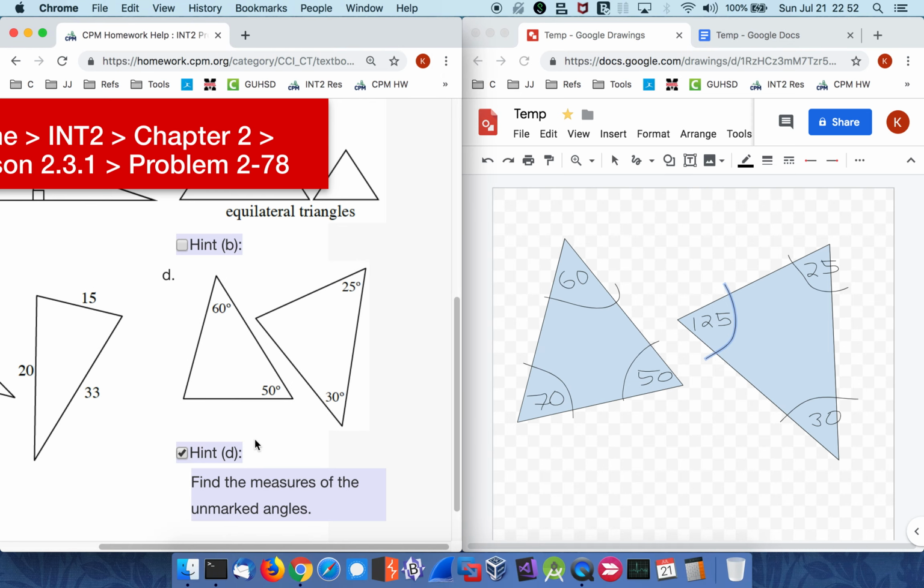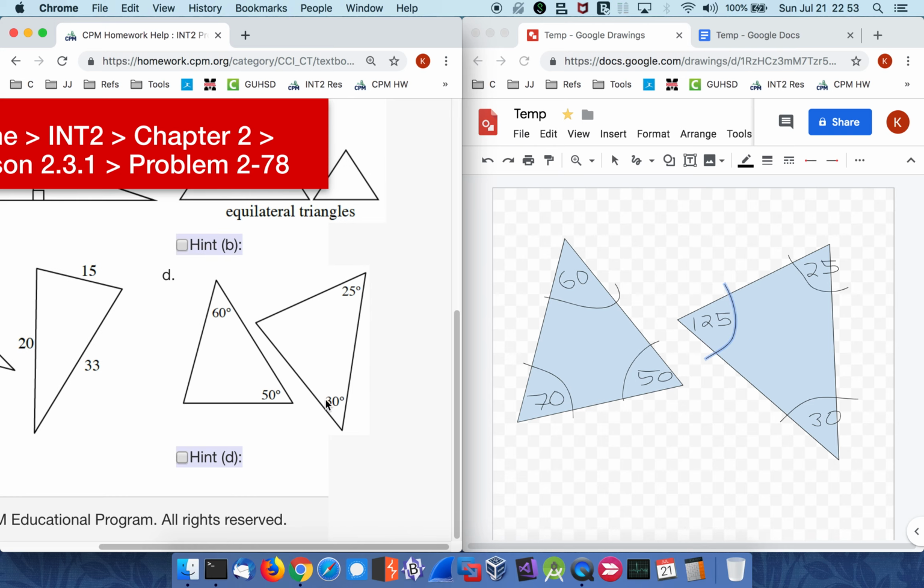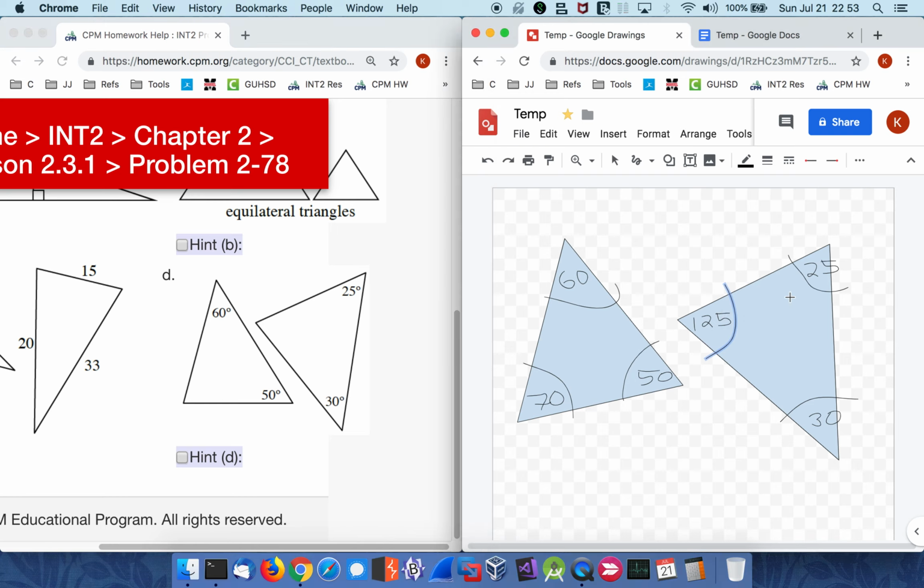Let's see what they say. Find the measures of the unmarked angles. You really don't even have to do that, right? They're trying to trick us because they're like, ooh, that's half of 50 and that's half of 60. Well, for the angles, it's not going to matter, because you're going to find that missing angle and it's going to be 125 degrees. That's silly. First of all, the triangle doesn't even look like this then. The triangle looks like something weird.